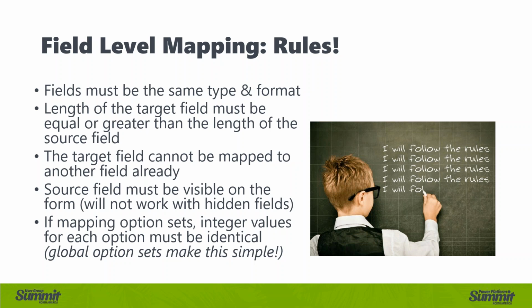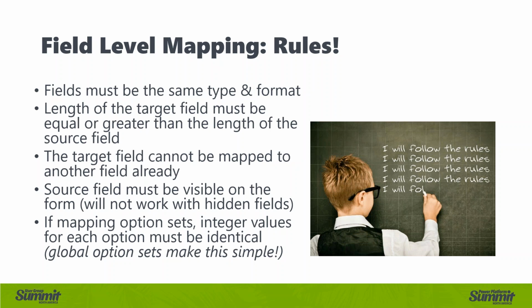So I personally ran into this problem this week with a customer of ours. It was a single line of text we were trying to map to a multi-line text field, so we just had to change the field type. The target field cannot be mapped to another field that's already mapped somewhere. So you can only map one field, and that kind of makes sense, right? You don't want to have CRM trying to figure out which one wins.